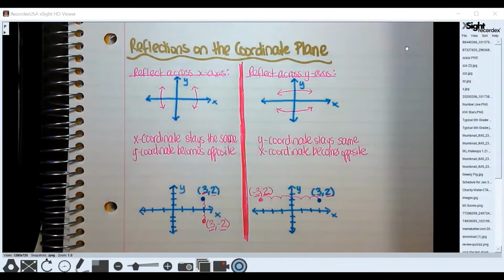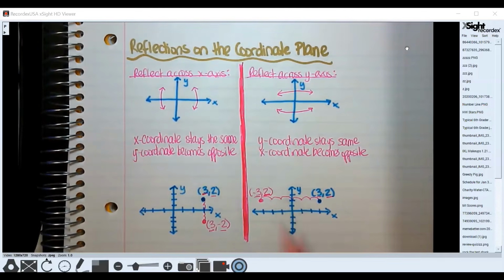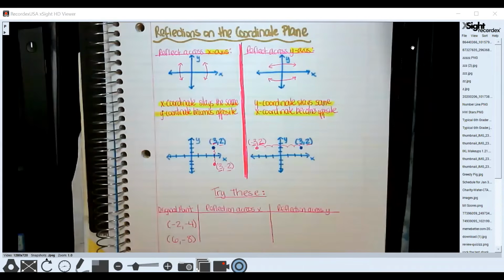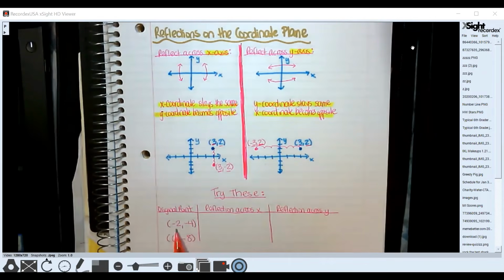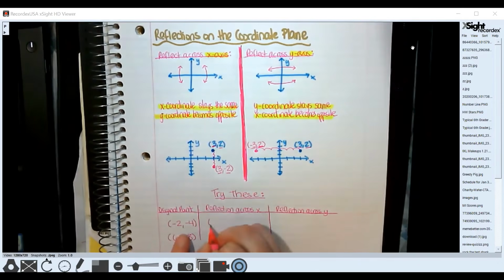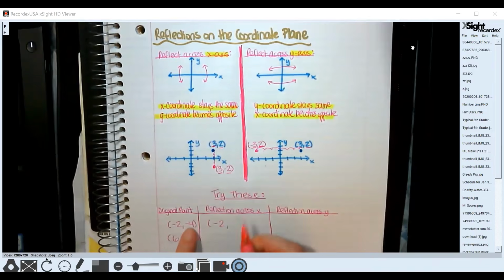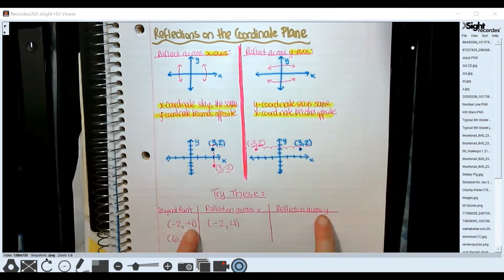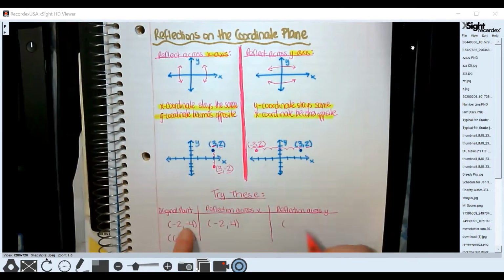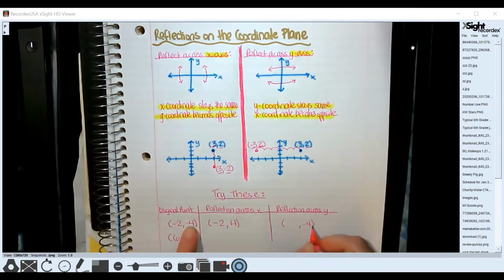So it's actually easy to do these with or without having the actual picture of the graph. Let's say we have these examples below, and let's say we didn't have a coordinate plane. Well, if my original point is -2, -4, and I reflect across x, I know that the x coordinate will remain the same, and the y becomes the opposite.